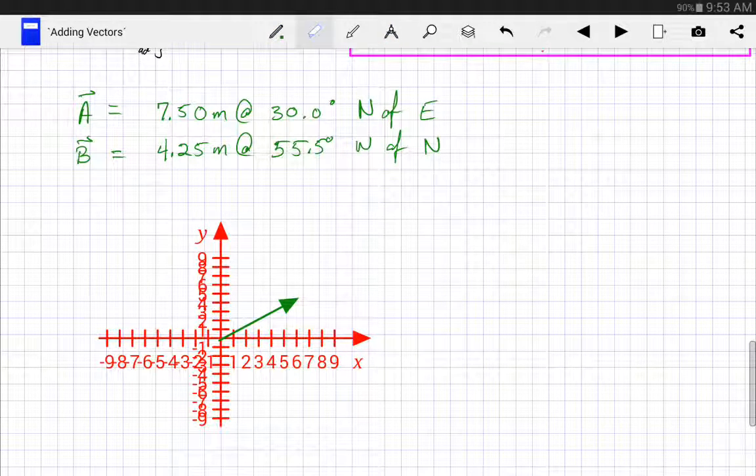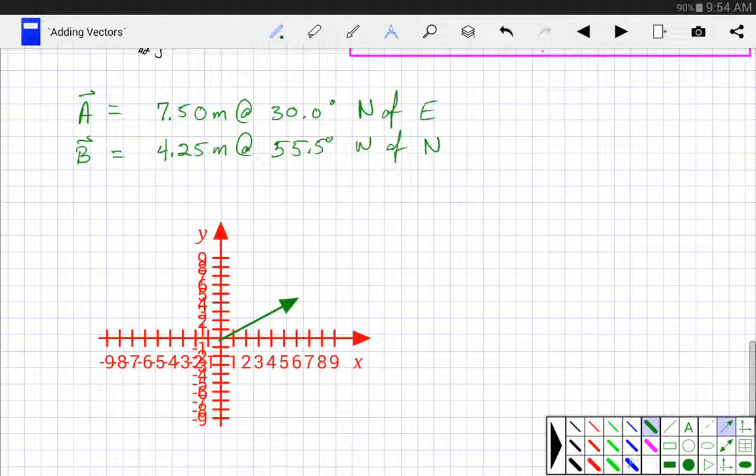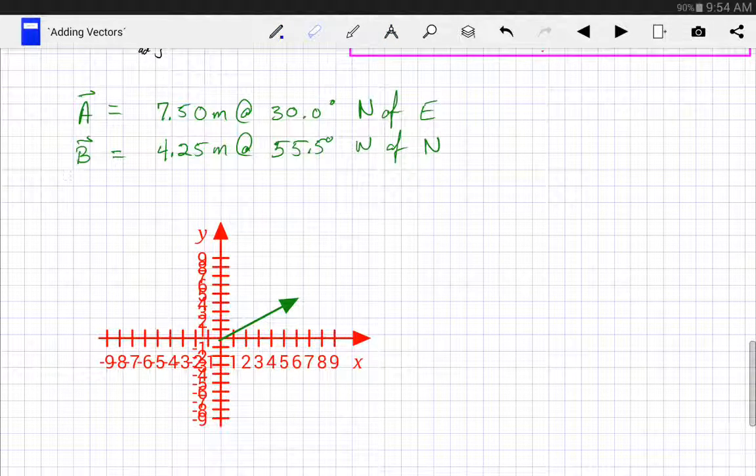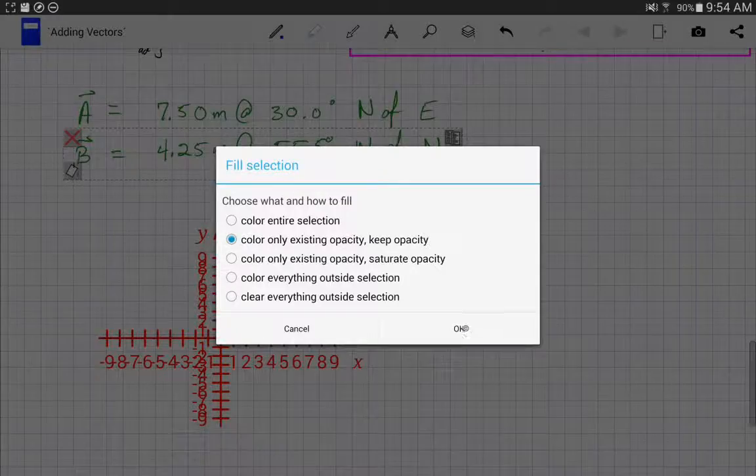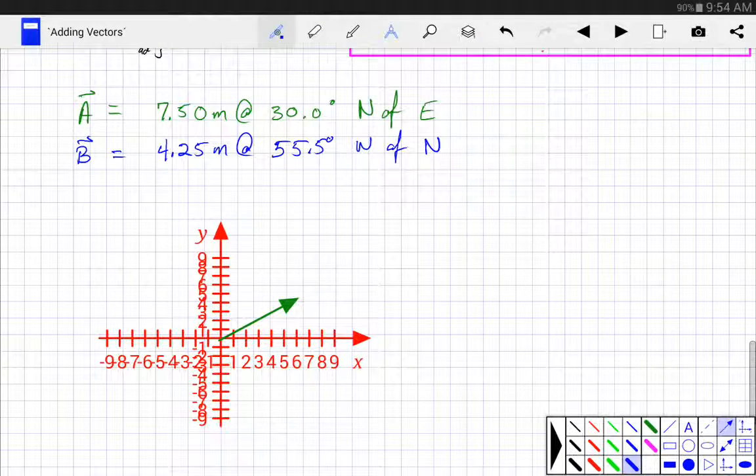Now, I really should change the colors on these things. So vector B, if I'm going to do tip-to-tail addition, that is, if I'm going to put the second vector at the end of the first vector, then I'm going to need to have vector B start here and go 4.25 at 55.5 degrees west of north. Now, I didn't actually specify what directions were north, south, east, west, did I? North, south, west, east.